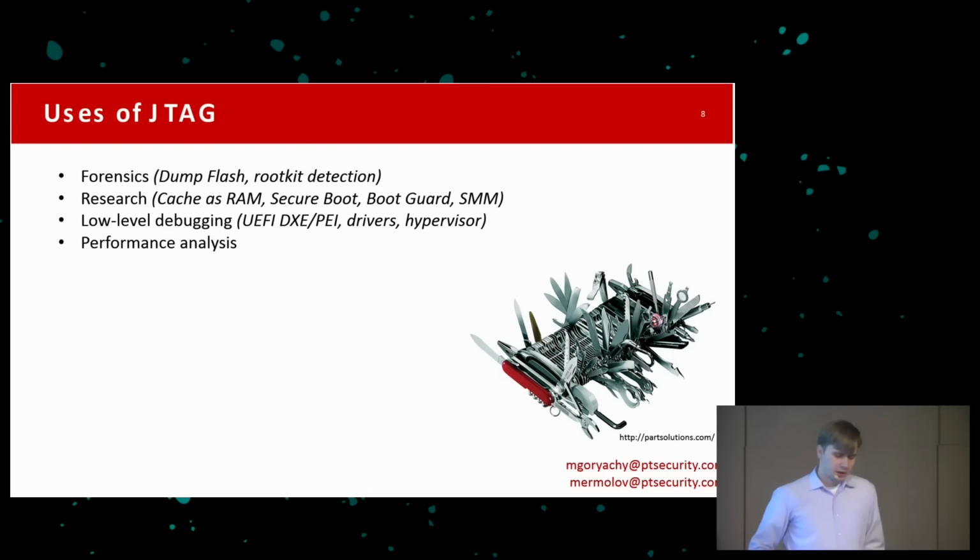But generally, JTAG is good not only as a basis of a Trojan. It can also be used for forensics. For example, if you don't trust the BIOS and would like to read firmware manually from SPI flash without a programmer, or to detect a rootkit. And JTAG can also be helpful in research for analyzing undocumented architecture techniques, such as BootGuard or System Management Mode. It may also simplify debugging of hypervisors and drivers, power consumption, or UEFI modules.